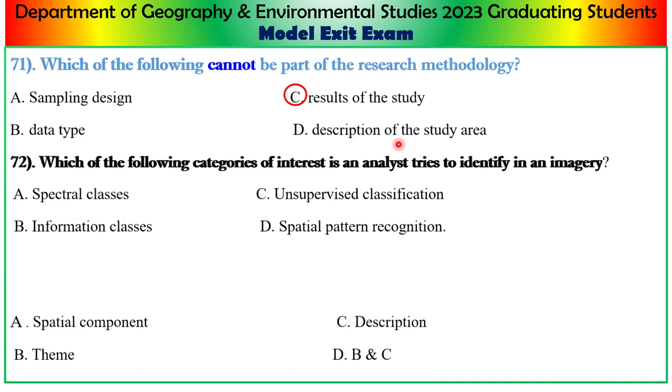The other is spectral class. Spectral class refers to the grouping or classification of pixels in the imagery based on their pixel characteristics.